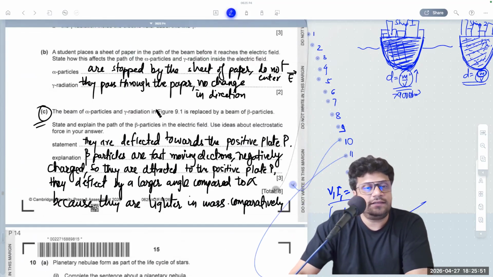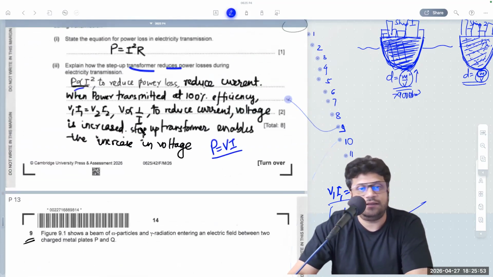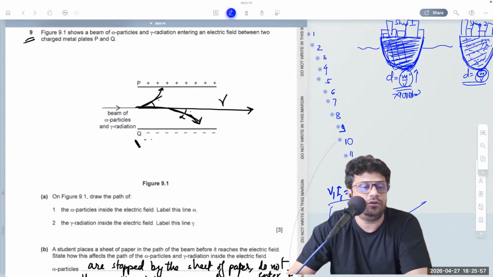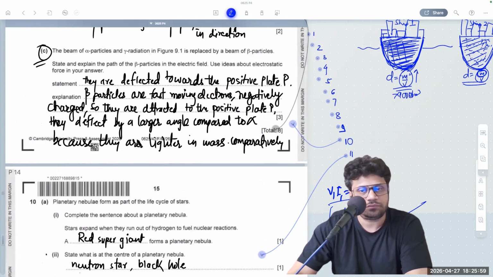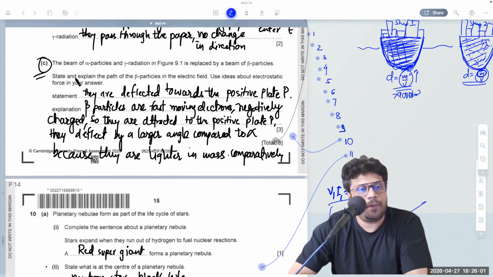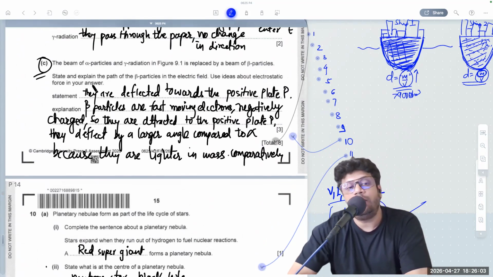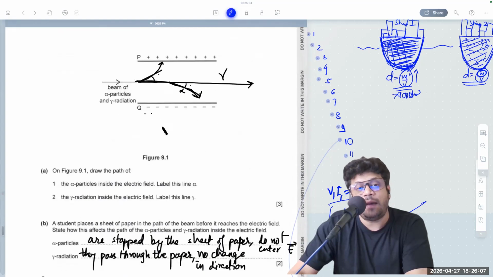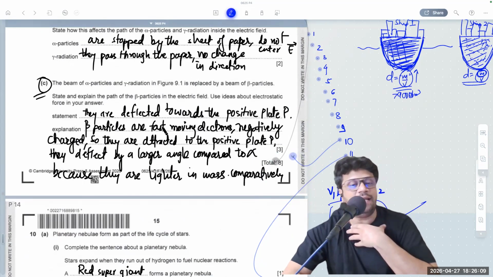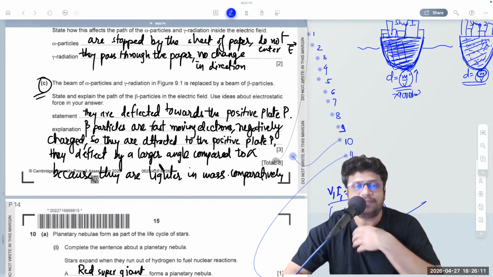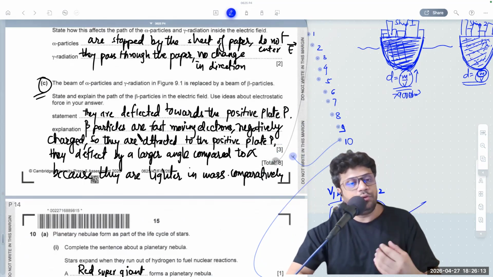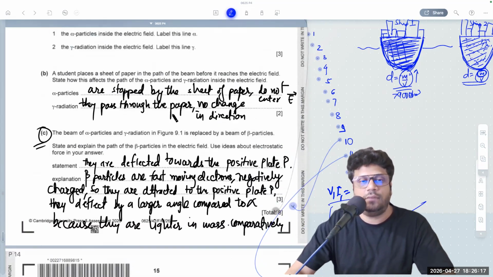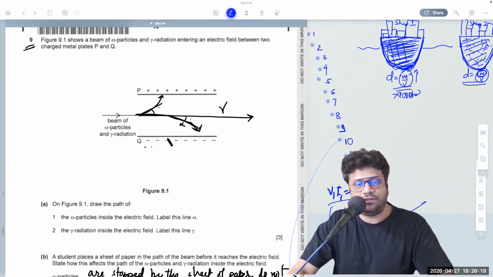And this is your question number nine. The previous one was question number eight. Now we move on to question number nine. They asked what change you will observe if it was beta particles here? Well, even I made this mistake. Do you tell them that beta particles are going to be attracted to the positive plate? Of course, it's going to be attracted to the positive plate.